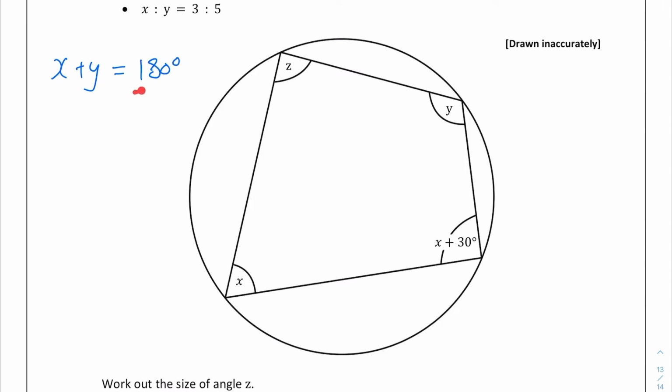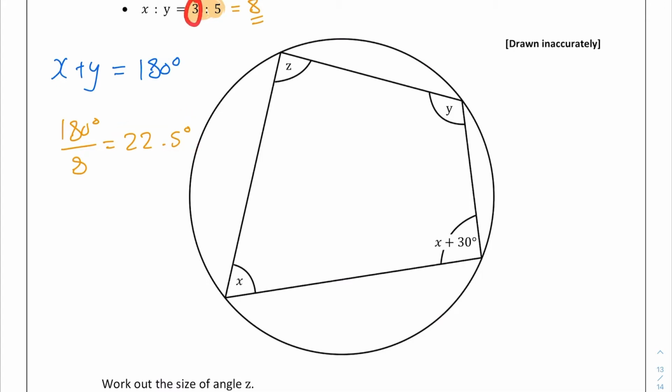So we need to split 180 degrees into the ratio of 3 to 5. And we do that by dividing 180 by the total amount of parts. In this case, we have 3 parts here and 5 there, for a total of 8 parts together. So 180 degrees divided by 8 gives us a value of 22.5 degrees. And remember, this is the value of 1 part.